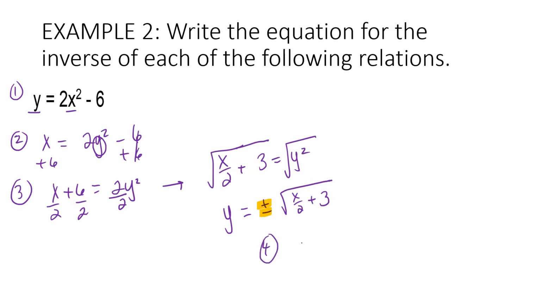So step 4 is to write this as an inverse if it was an inverse. Our inverse is not a function, so we're going to just write this as the inverse of said equation. It's going to be plus or minus the square root of x over 2 plus 3. And it is not a function. In order for it to be a function, we would need to restrict the domain.